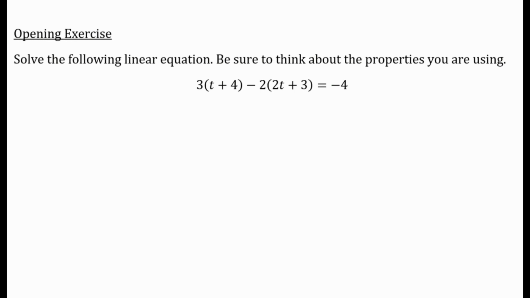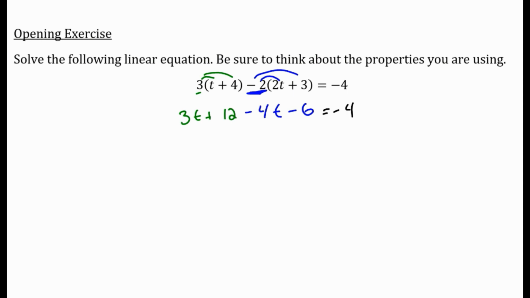So hopefully you noticed the first thing you had to do was apply the distributive property. You had to take the 3 and distribute it over that addition there to get 3t plus 12, 3 times t, 3 times 4. And then you have to apply the distributive property again, but be careful, you're distributing a negative 2. You're not distributing a 2, you're distributing a negative 2, which gives you minus 4t minus 6 equals negative 4. So we applied the distributive property twice.